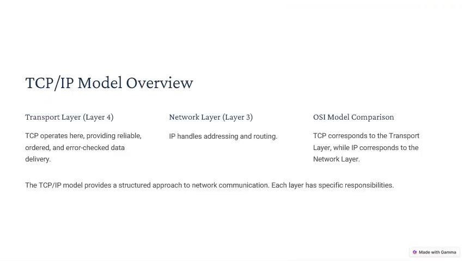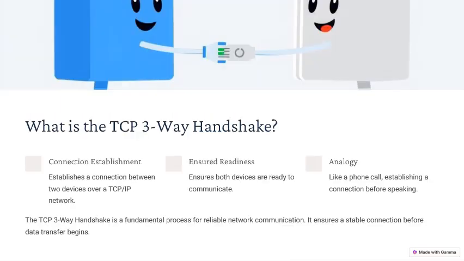To understand the three-way handshake, it's helpful to quickly revisit the TCP/IP model. TCP operates at the transport layer, also known as layer 4. At this layer, TCP is responsible for providing reliable, ordered, and error-checked delivery of data.